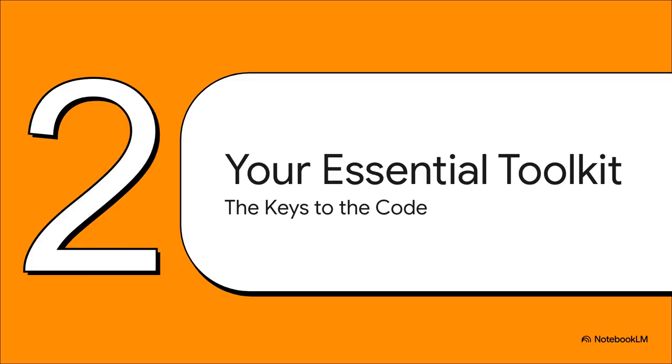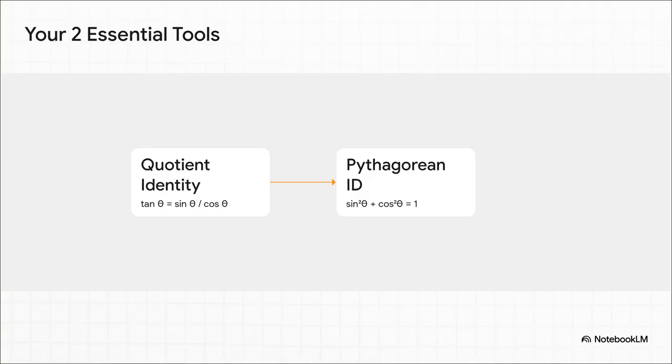So to find that structure, you need the right tools. I mean, before you can decode anything, you've got to have the keys, right? Well, the great news is that for the vast majority of these problems, you really only need two essential identities in your entire toolkit. And here they are.